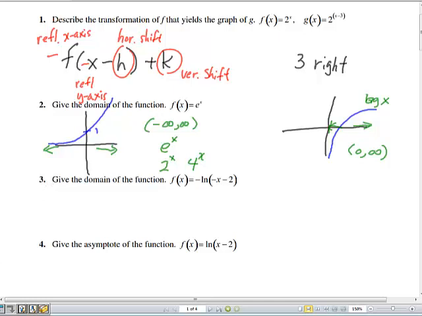Number 3. Give the domain of the function. The domain of the function, like I said, would be from 0 to infinity for this, but this has been shifted 2 different ways. This has been flipped. Well, it's going to be flipped, but let's see. We're going to shift it 2 to the right, and we're also going to flip it on the y-axis and the x-axis.